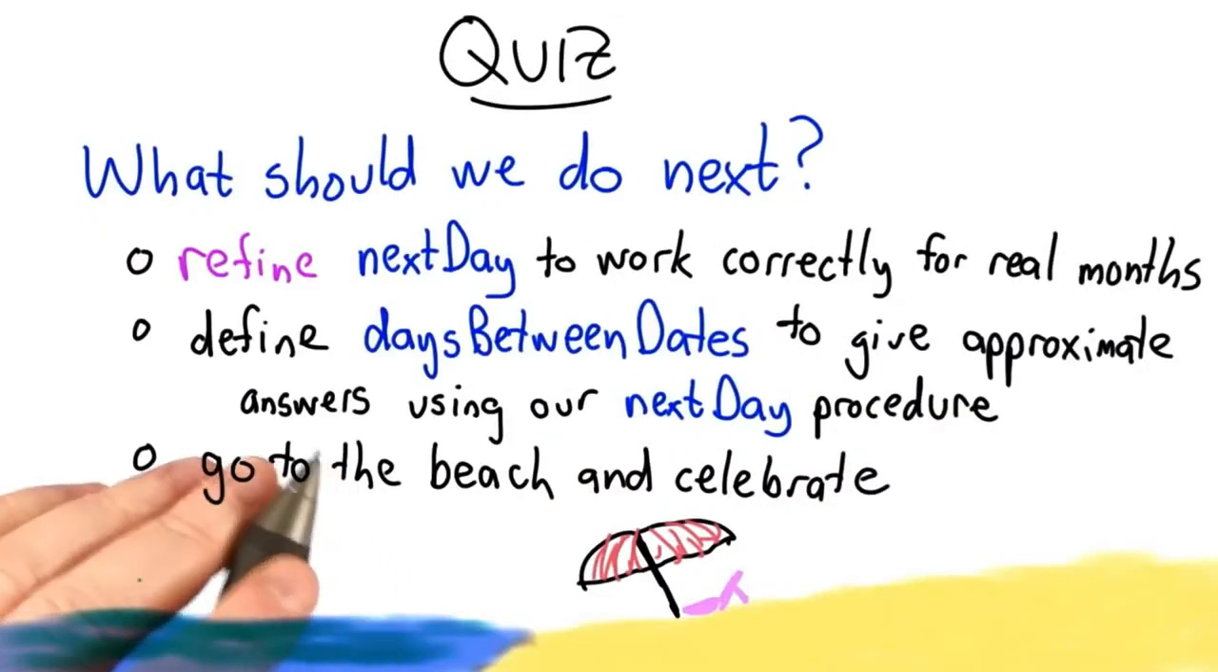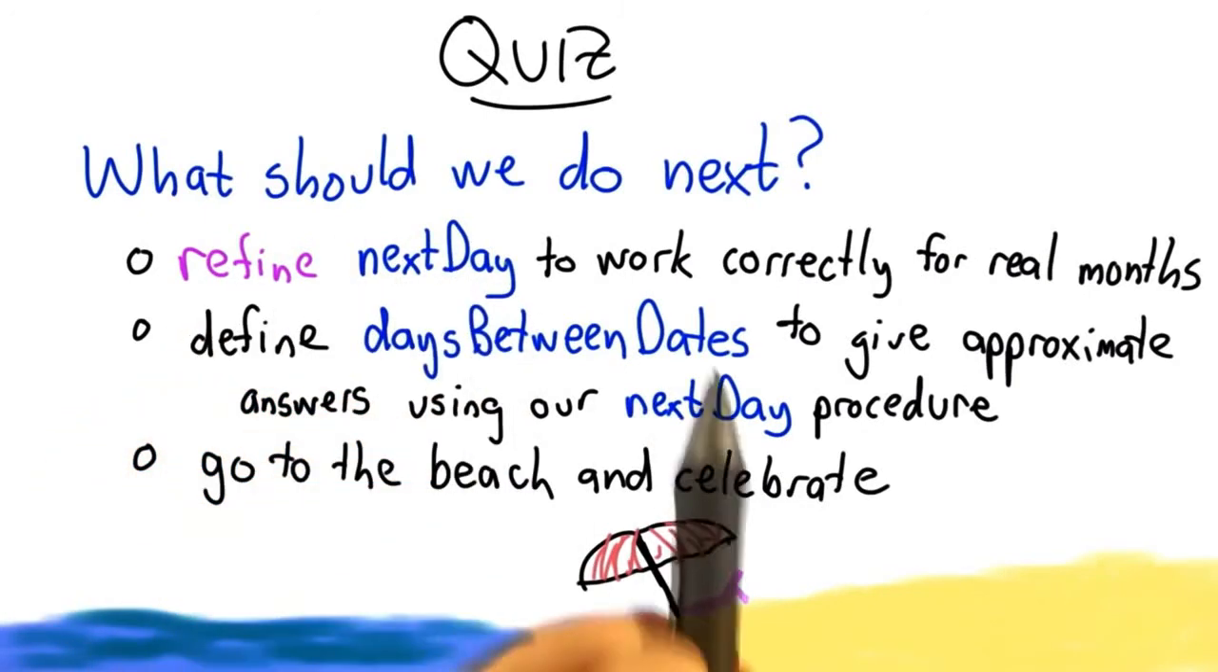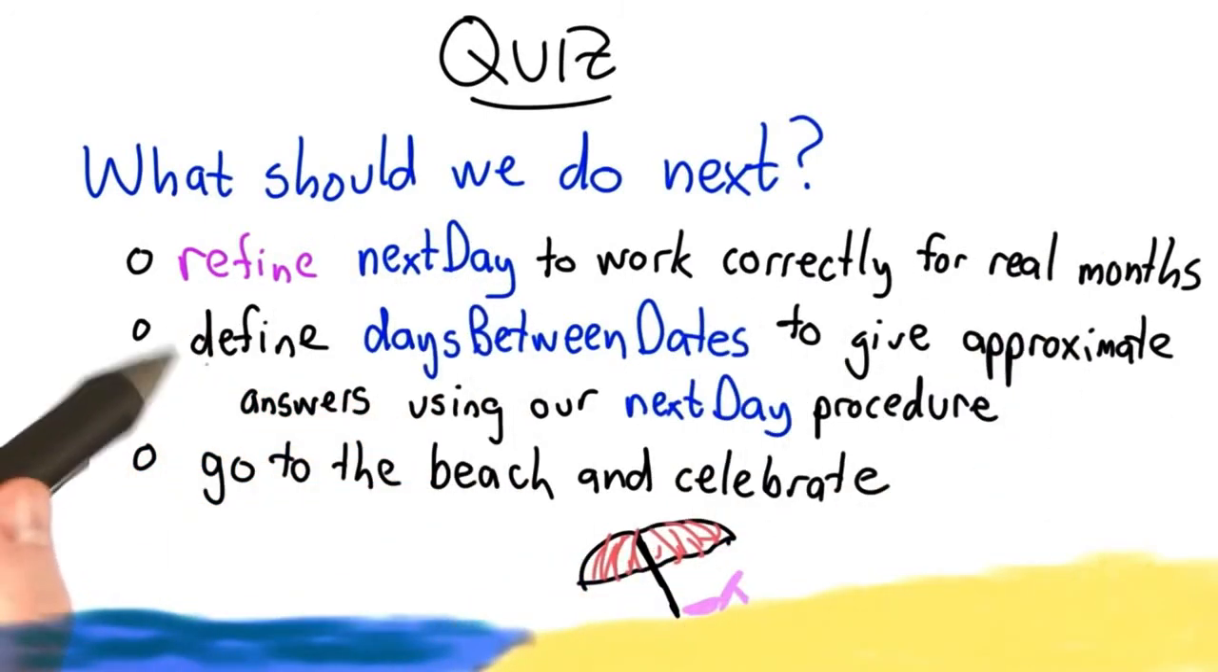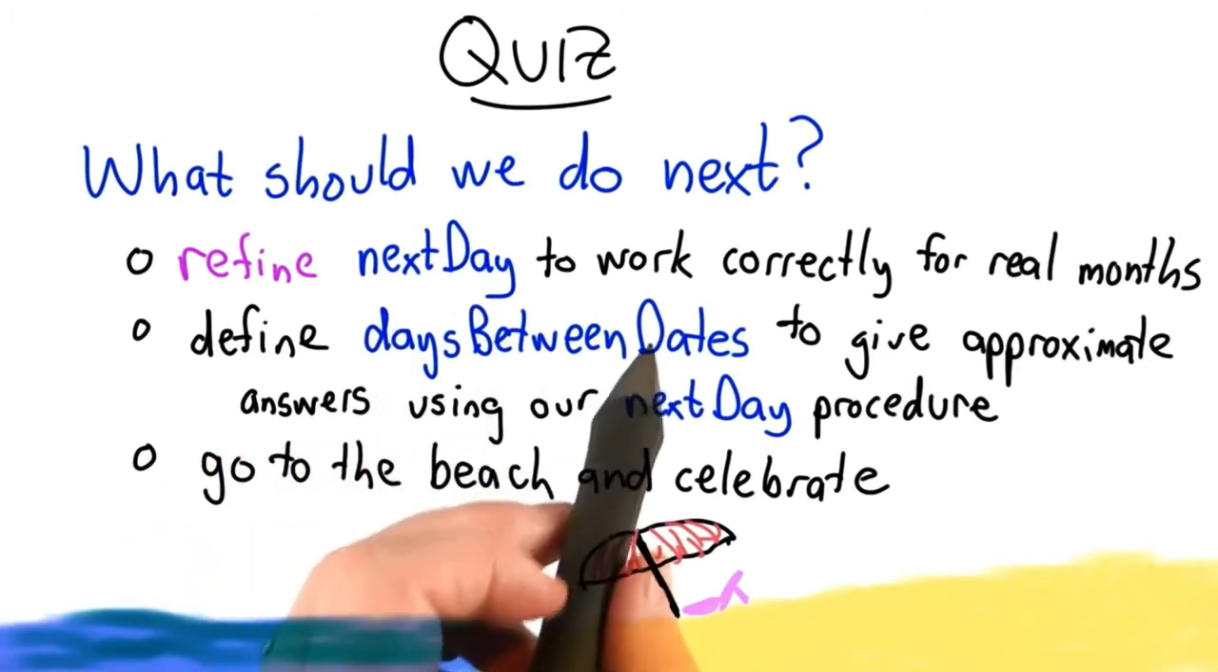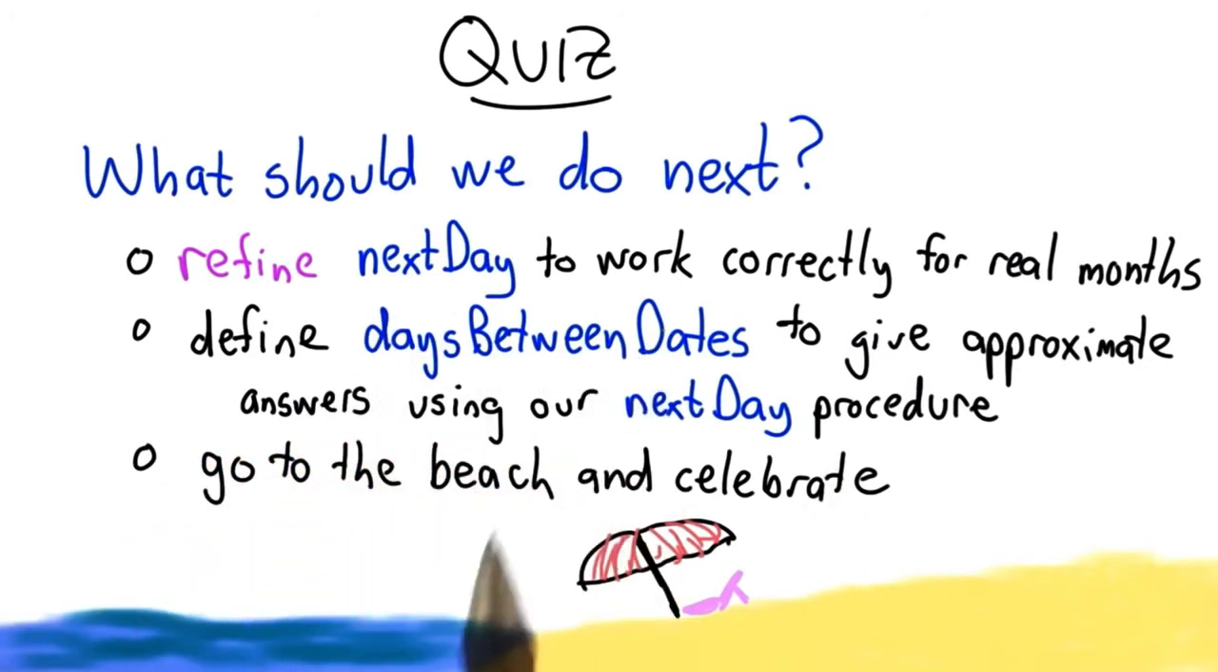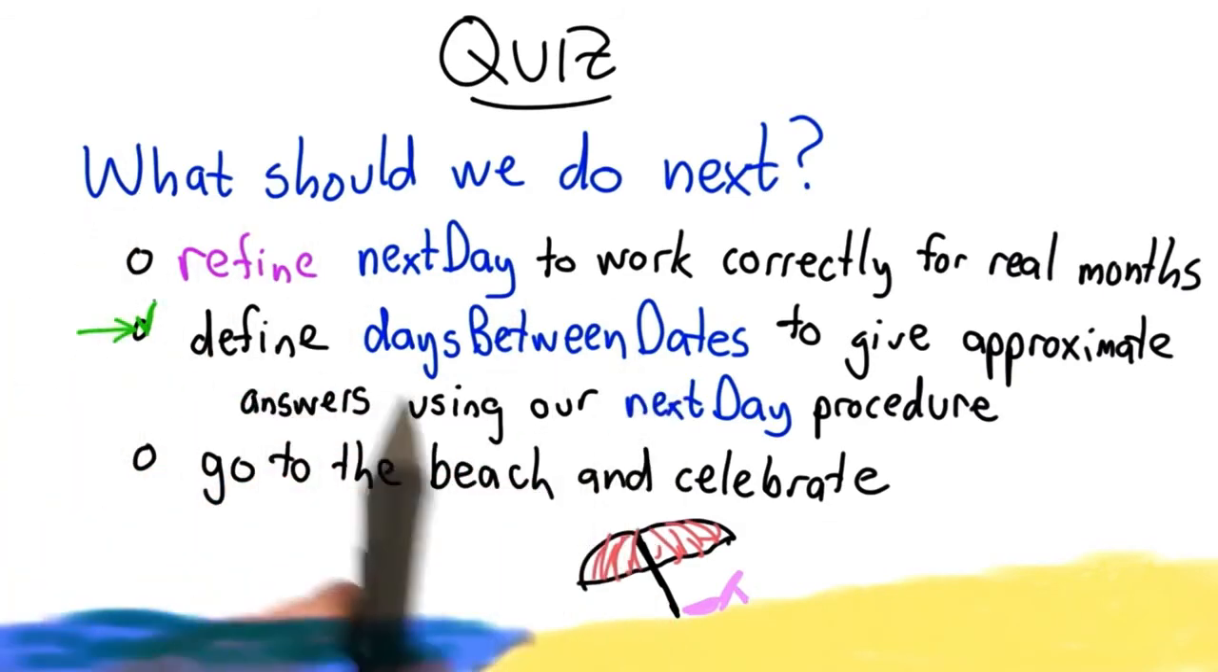So now what should we do next? The choices are: one, we could refine next day to work correctly for real months. Two, we could go ahead and start defining the days between dates procedure to give approximate answers using the next day procedure we have. Or three, we're really close enough. We're happy with just next day and 30-day months. Let's go to the beach and celebrate. And I prefer number 2. Any of these could be correct, especially depending on how close you live to a beach and how nice the weather is today. But I'm going to suggest that we do number 2.